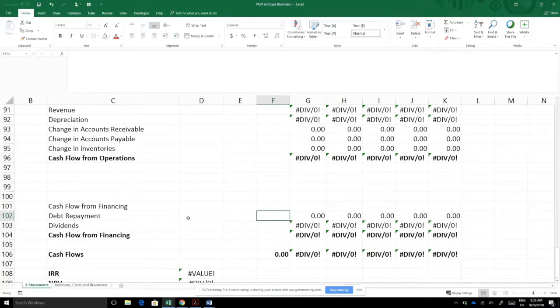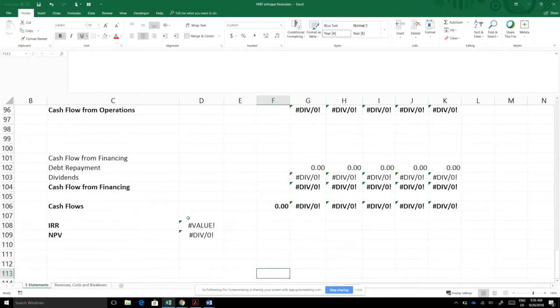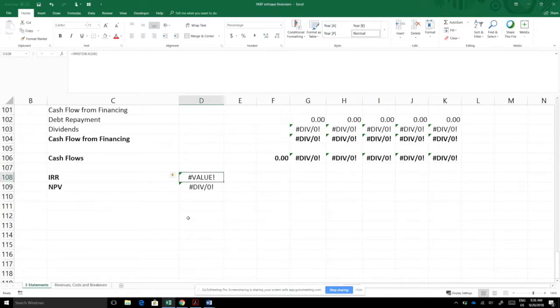Okay, and then we have debt repayment. How much of the debt you repay? Dividends and cash flow from financing. Okay, but all of this is gonna be filled up automatically. So you only need to do the yellow part. And also here you're going to have your internal rate of return and your net present value. And those are the points that you're going to use for comparing these projects to other projects and seeing whether it is profitable or not.